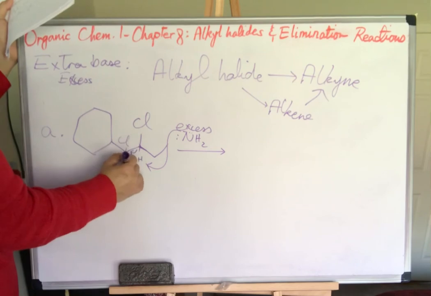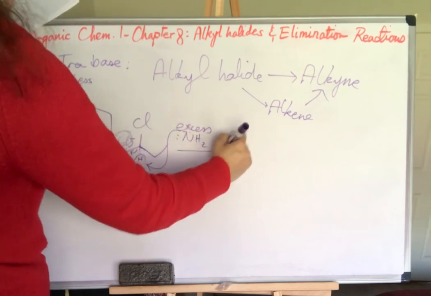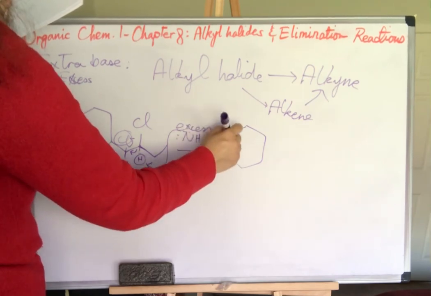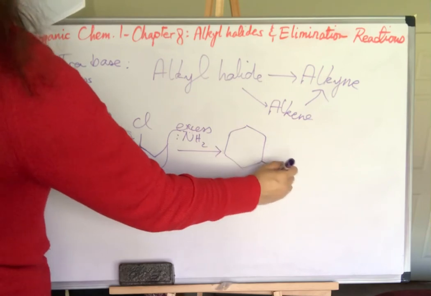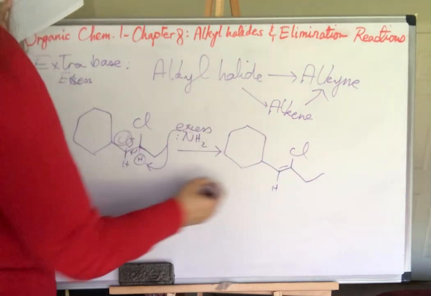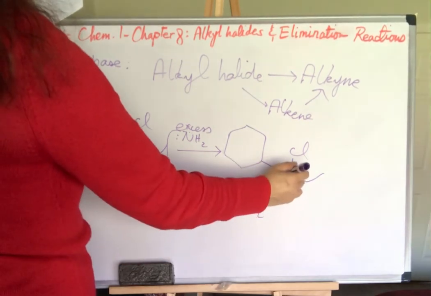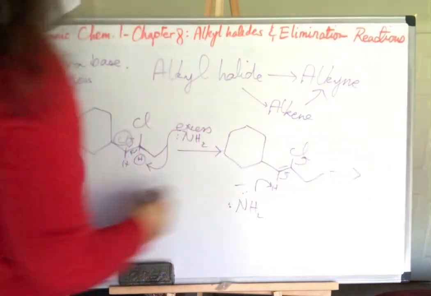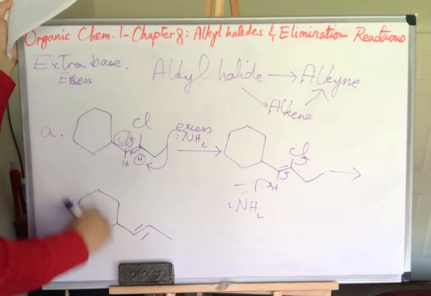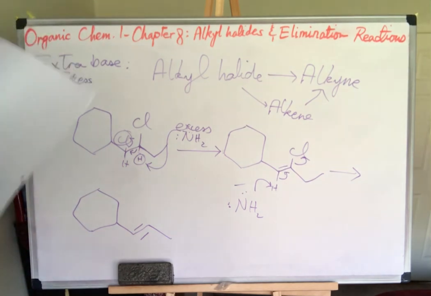here. So this will be kicked out because these two must be in the antiperiplanar. Then we have chlorine here and a hydrogen here, but there is a double bond. Then the next extra molecule comes, kicks it out, forms the triple bond, and forms our final product. Correct? Okay, you can work on the rest.